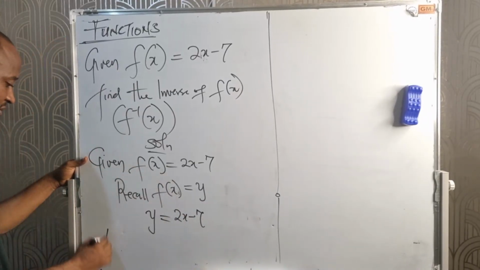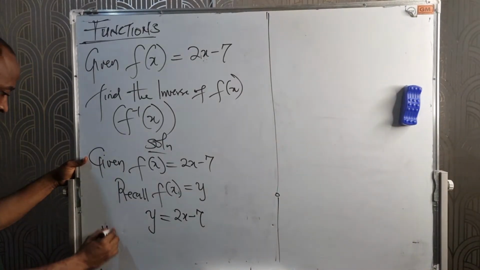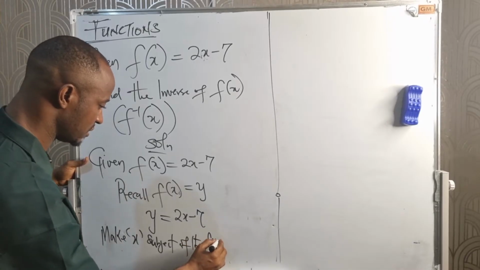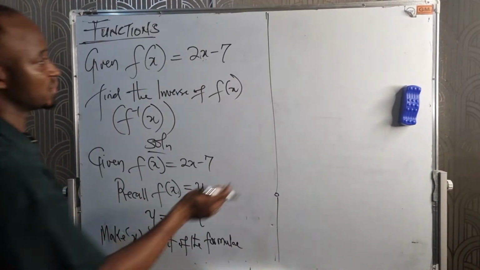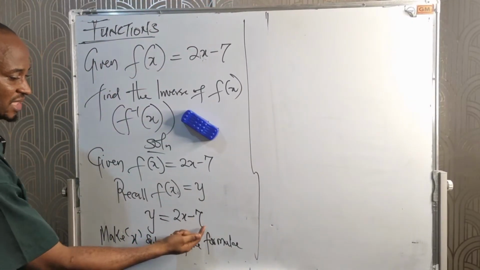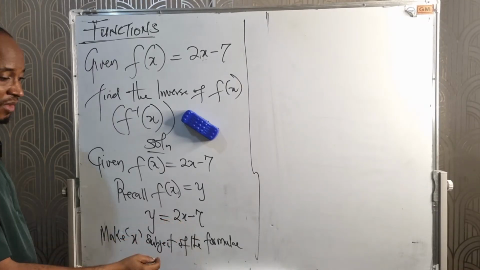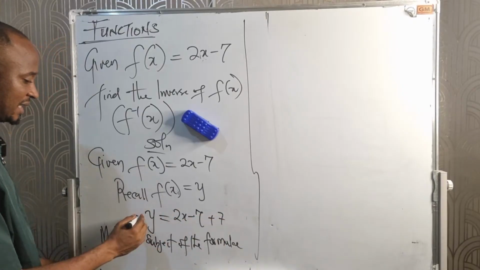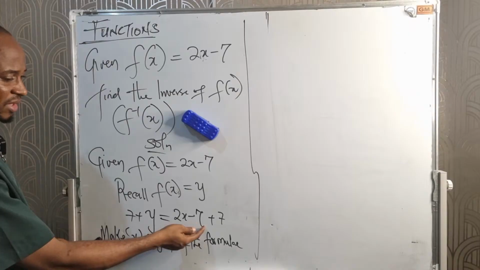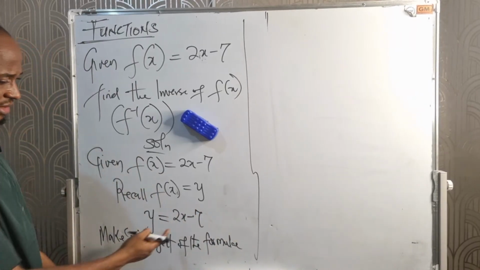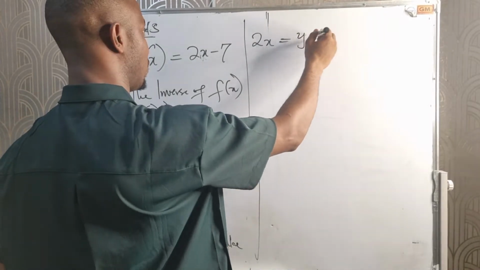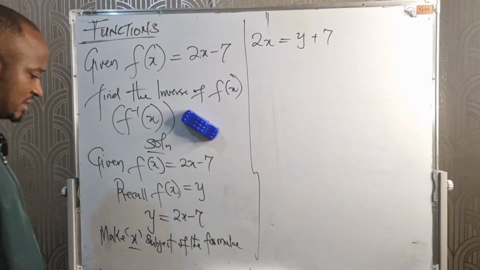Now what we do is make x the subject of the formula, meaning I'll make x stand alone. To achieve that, I will move this minus 7 to this side, keeping 2x here. Or I can say add 7 to both sides. Here will be y plus 7, here will be 2x. So 2x equals y plus 7.